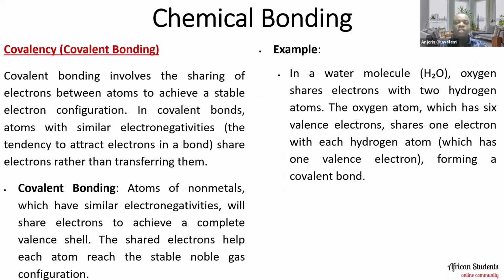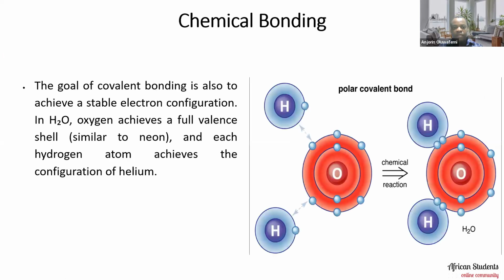So what happens basically is that, take for instance, let's use water as an example. Oxygen will share electrons with 2 hydrogen atoms, and then the oxygen atom, which has 6 valence electrons, shares 1 electron with each hydrogen atom, which has 1 valence electron, forming a covalent bond. Let's look at this diagrammatically.